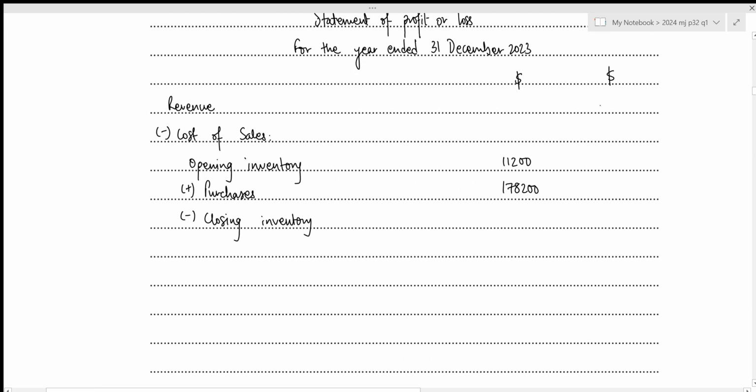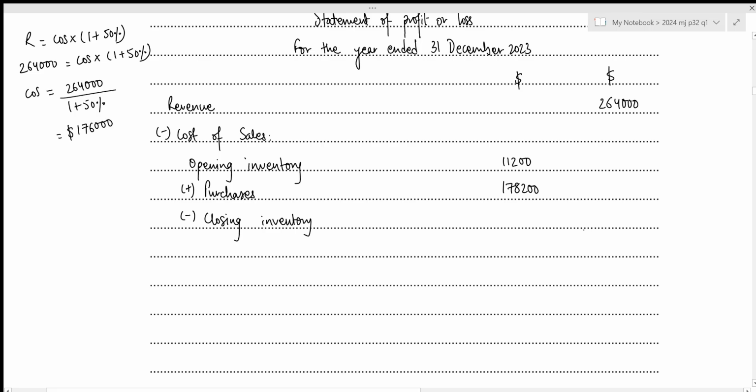So we have 264,000 right here. The formula was that revenue should be equal to the cost of sales times 1 plus markup of 50%. We have the revenue of 264,000. So it means that the cost of sales is just going to be 264,000 divided by 1 plus 50%. And this will result in the value of 176,000. Let's write it down.